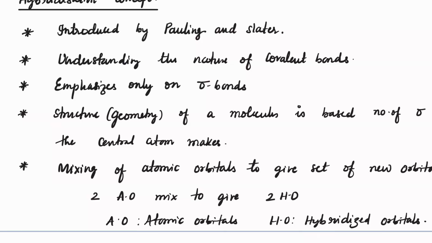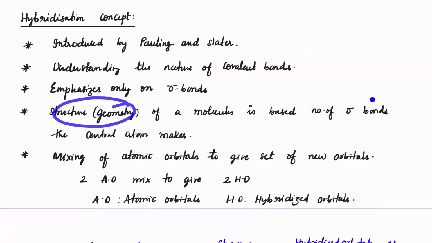The hybridization concept does not help us realize what the nature of pi bonds is. Its main emphasis is to understand sigma bonds. Through sigma bonds, it will help us judge the geometry of the molecule, how many bond pairs are present, and where the sigma bonds are located.